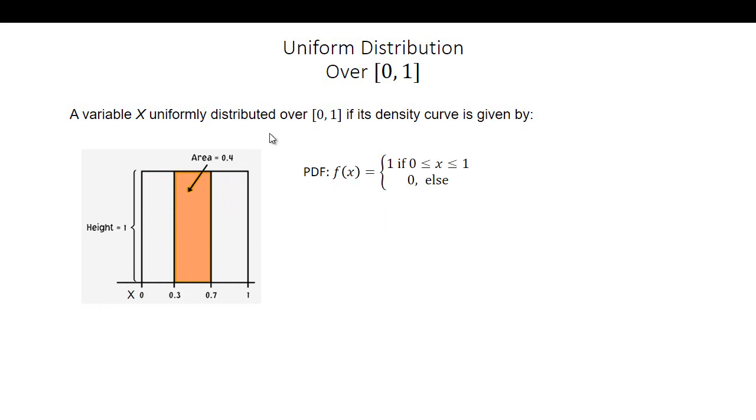And you might say, well, what kind of variables will have uniform distribution? Well, if I am randomly picking a number between 0 and 1 and taking that as a value of x, then that x has a uniform distribution like this.